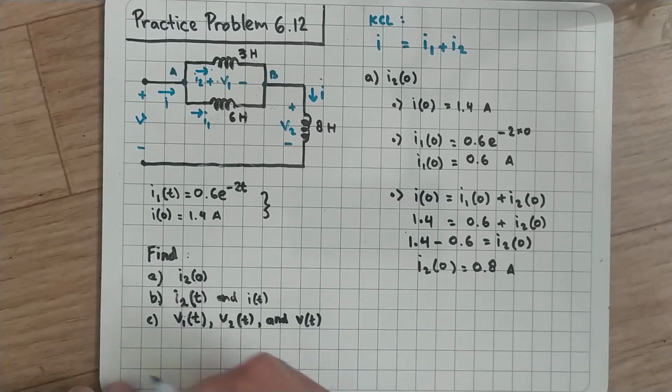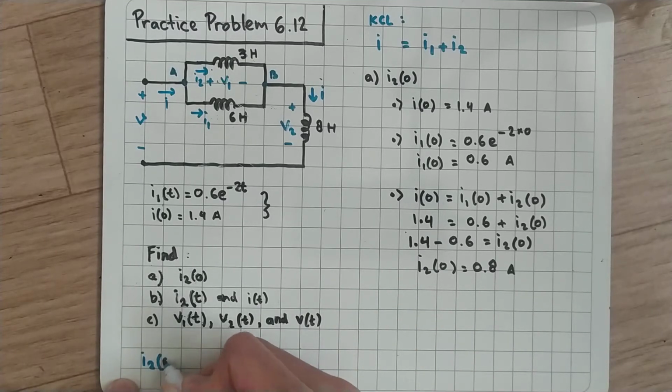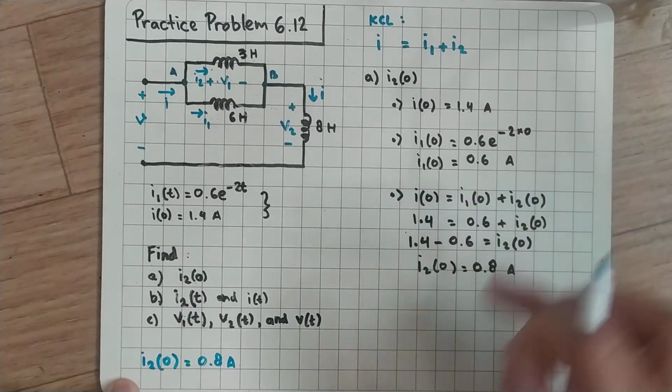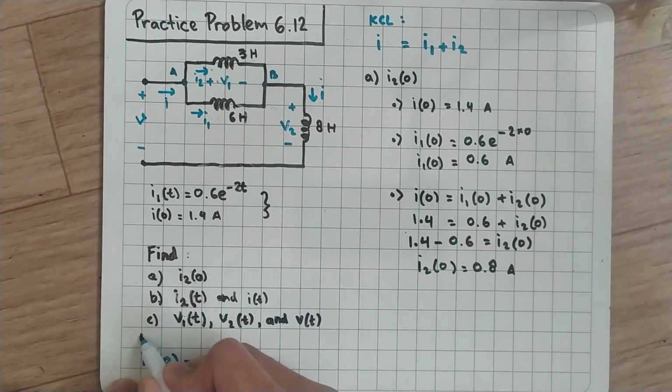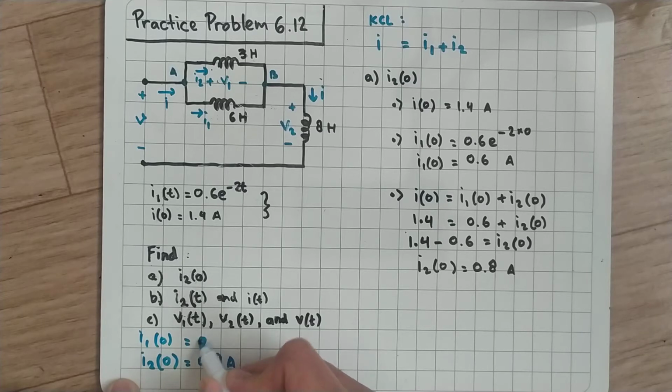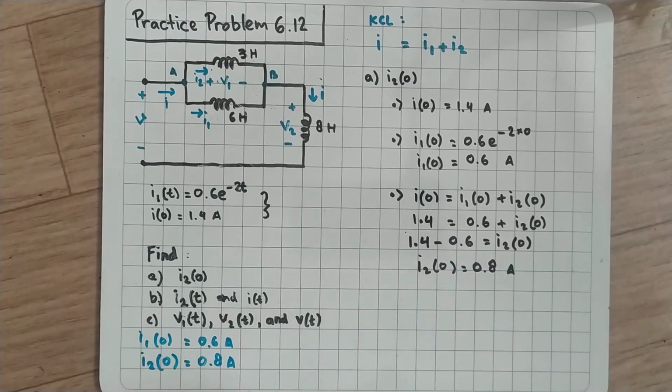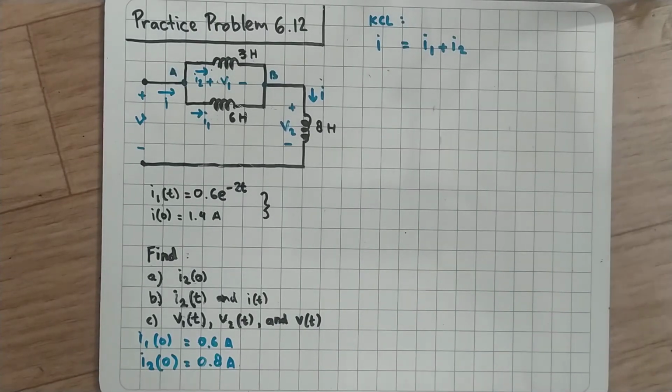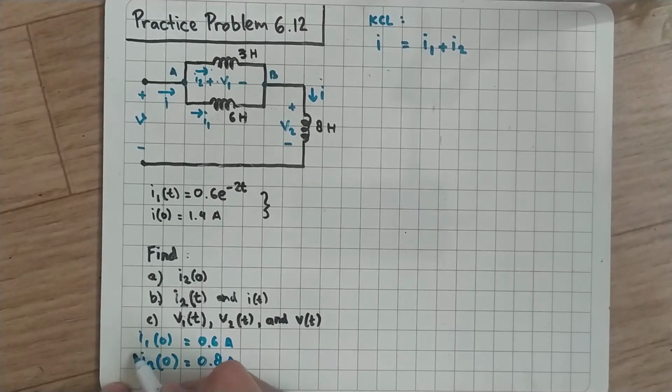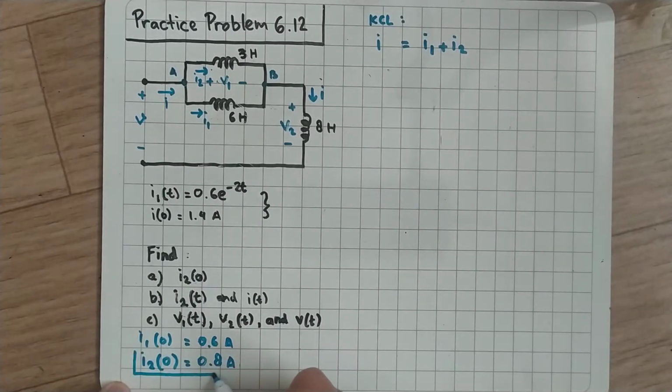Okay, let's save the values. I2(0) is equal to 0.8 ampere, and this value is also important: I1(0) is equal to 0.6 ampere. Okay, now I will clean the board to get a better space. So far we have found that one of the variables we were asked for, I2(0), is 0.8 ampere.